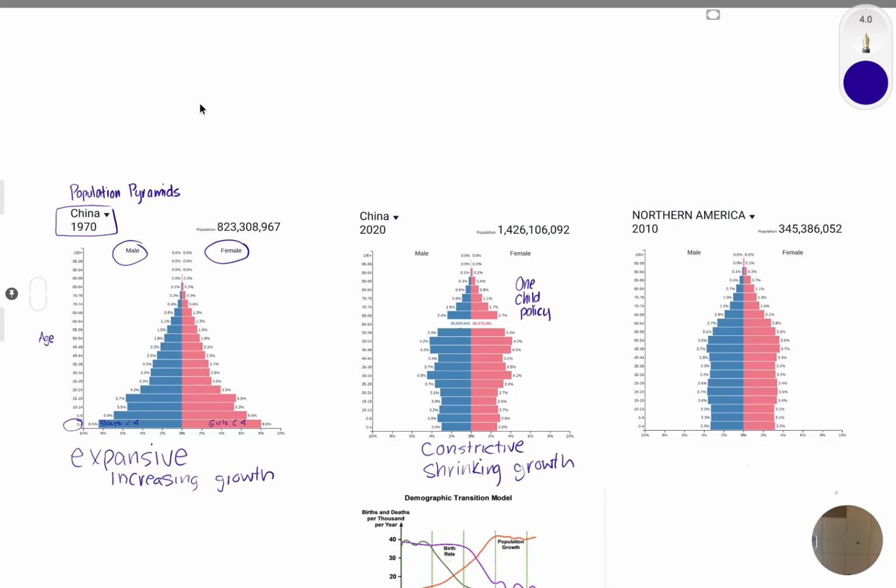Okay, and this last one, we call it stationary. And that means there is no change. And it's not perfect. You're never going to get a perfect graph, but it is close. Sometimes you might call this stable.